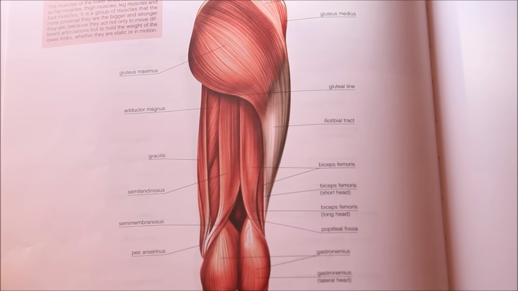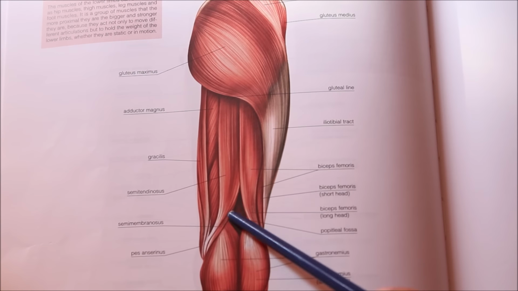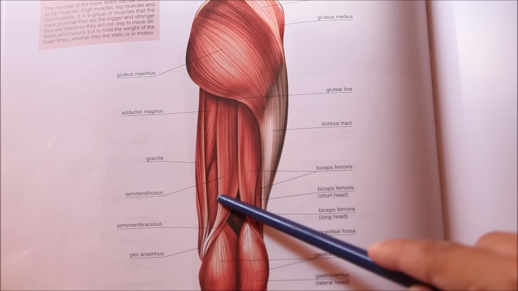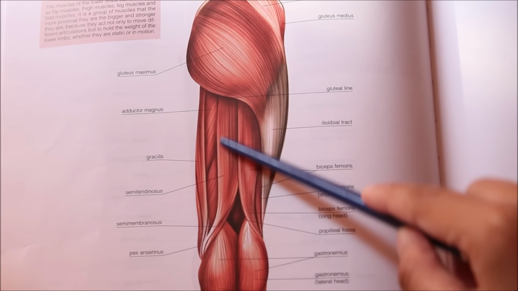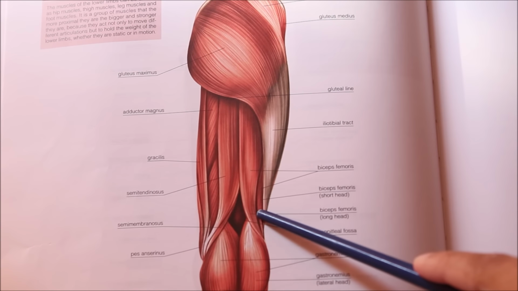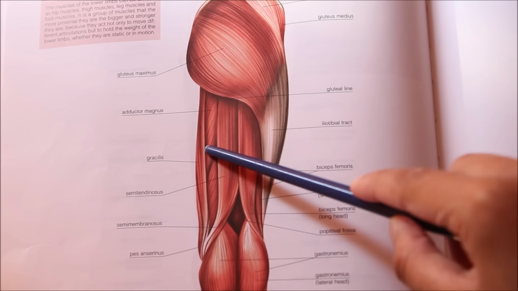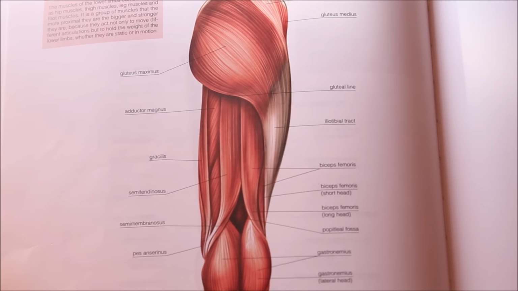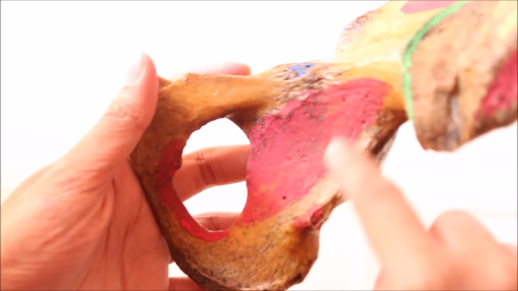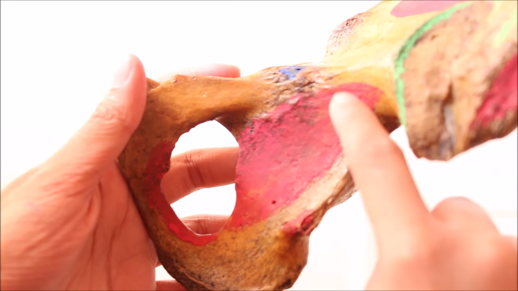This is the posterior view of the right lower limb. The muscle you see here is the semimembranosus muscle. This is the semitendinosus muscle. This is the biceps femoris. And this is the adductor magnus. The greater part of the pelvic surface of the ischium provides origin to the obturator internus muscle.